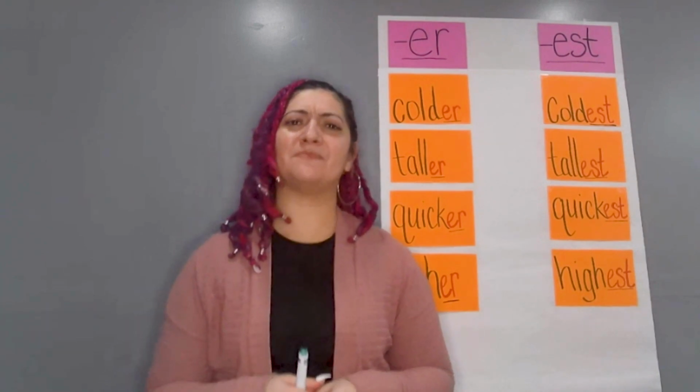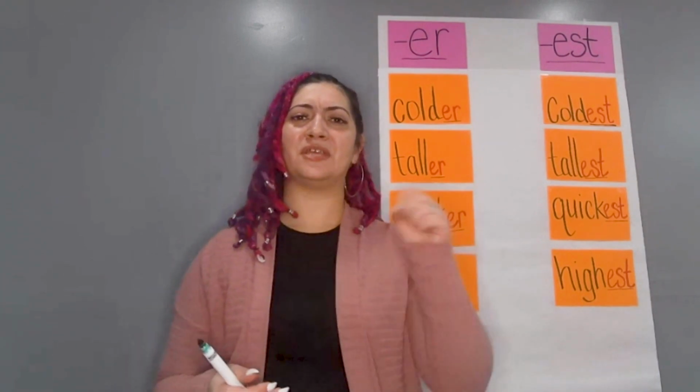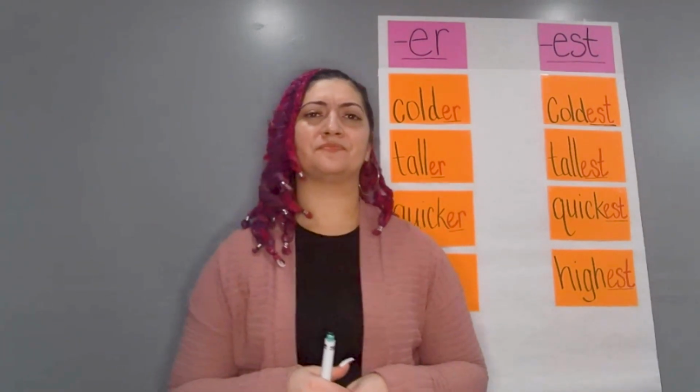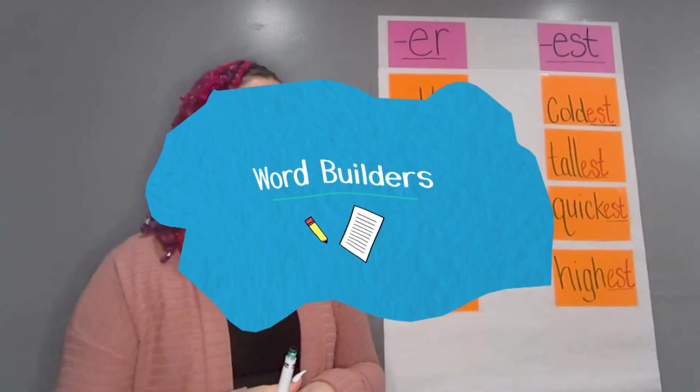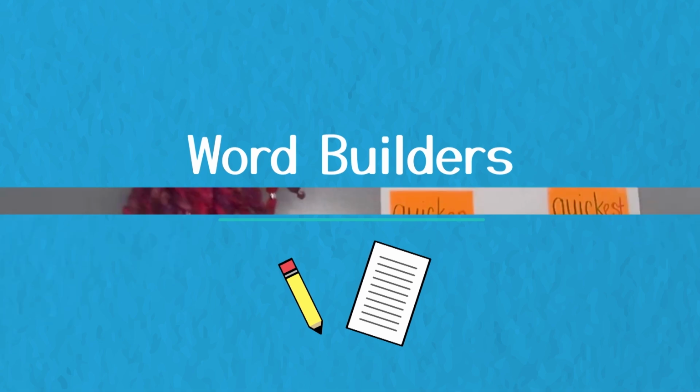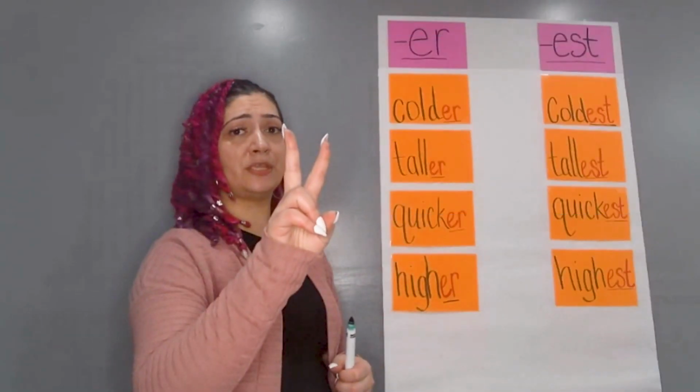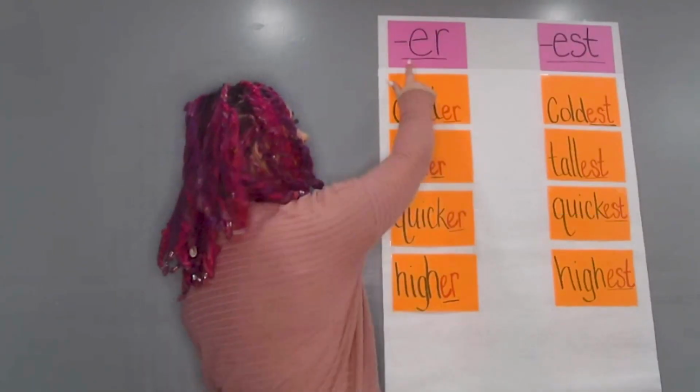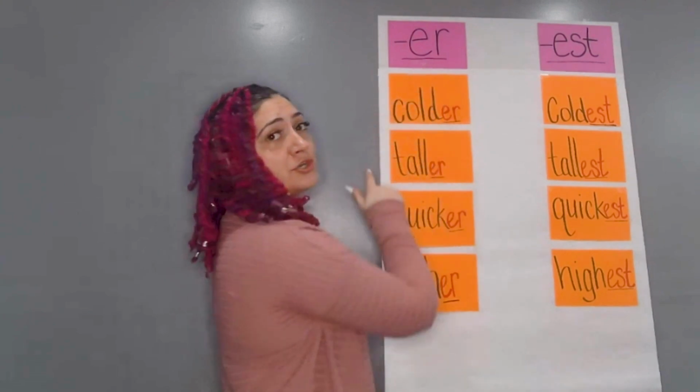A suffix is a meaningful word part that we add to the end of a word. Today we're going to be working with suffixes that we use when we want to compare things. When we want to compare two things, we're going to use the suffix er. It says er. Can you say that?